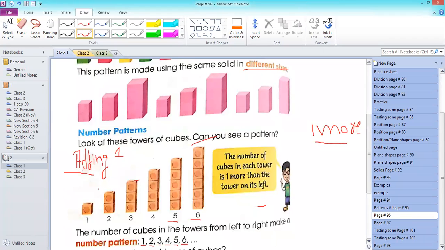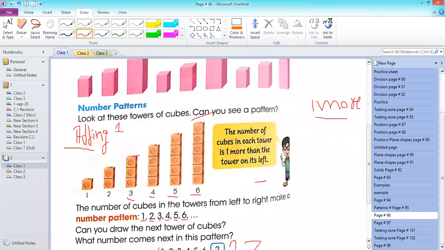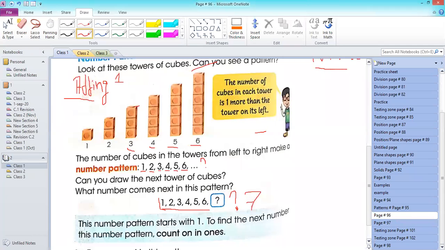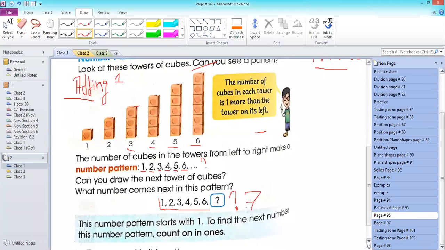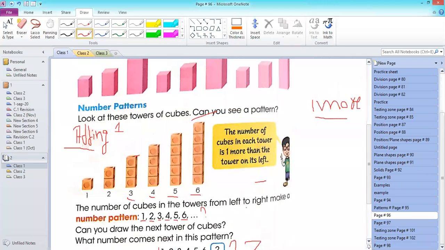It is one more. What is one more of 1? That is 2. What is one more of 2? 3. What is one more of 3? 4. What is one more of 4? 5. What is one more of 5? 6. So if someone asks you what will be one more of 6, you will say, sir, it will be 7, because in this pattern we are adding one, or you can also say we are counting in ones, right? We are counting ones, we are adding one. Okay, so in this way you can easily identify such patterns.